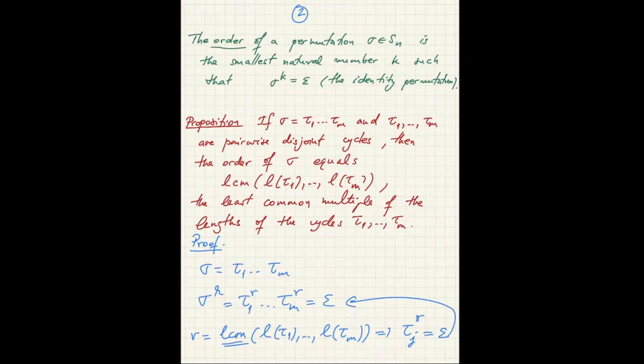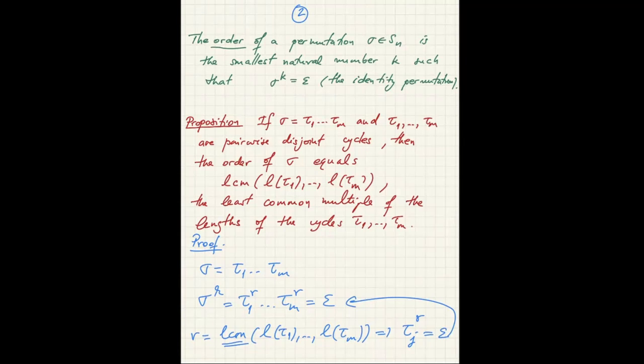Now, what happens when you have a permutation that's not just a cycle? How can you find its order? How do we know that this parameter, this order of a permutation, is actually well defined? Well, this is the way you get to this minimum number k with this property that sigma to the k is identity.